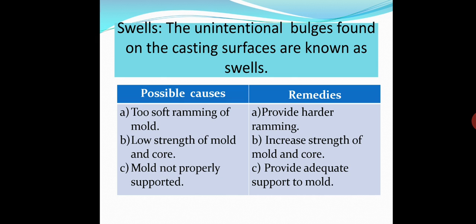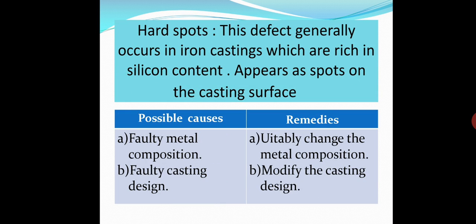Next is swells. The unintentional bulges found on the casting surfaces are known as swells. Causes for this defect are too soft ramming of mold, low strength of mold and core, mold not properly supported. So remedies are provide harder ramming, increase strength of mold and core, provide adequate support to mold.